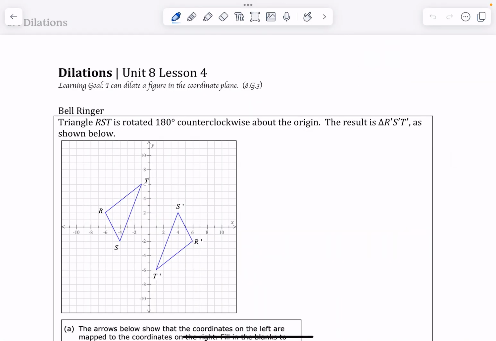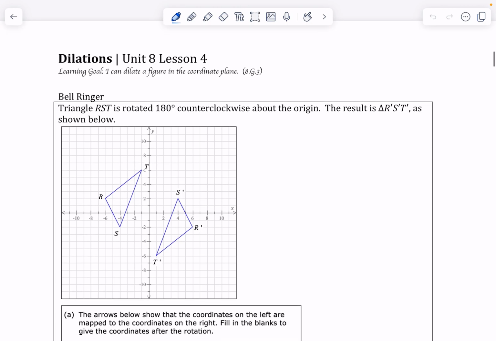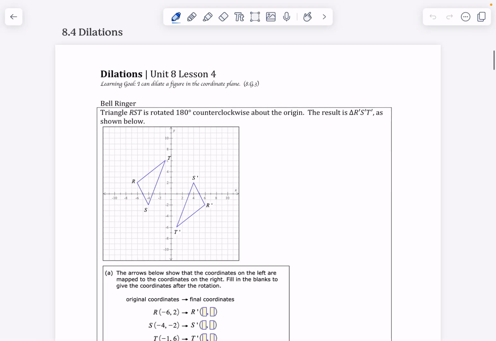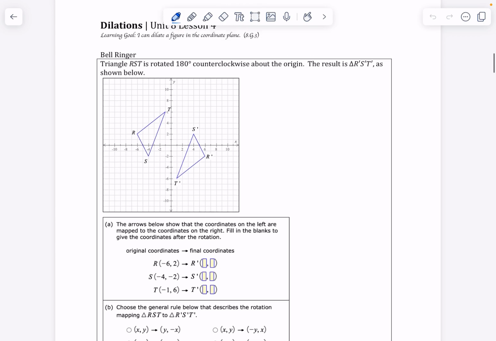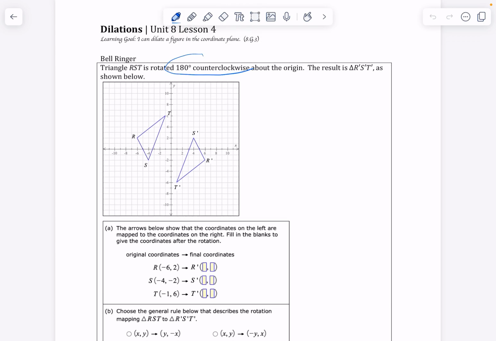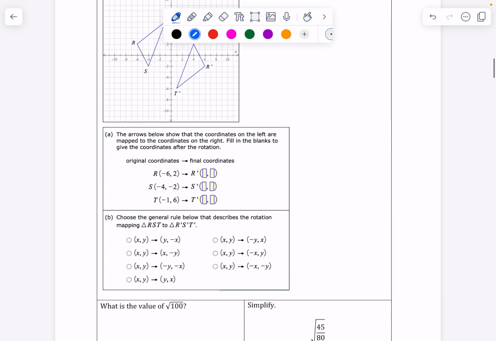This is Unit 8, Lesson 4, about dilations. So the bell ringer, to start out with, asks you to look at this figure that has been rotated 180 degrees counterclockwise. So we're going to come down and first write down the ordered pairs for the new figure.